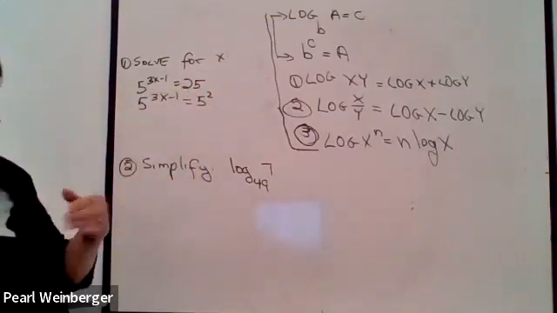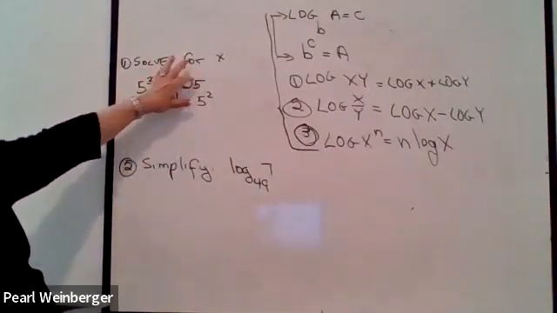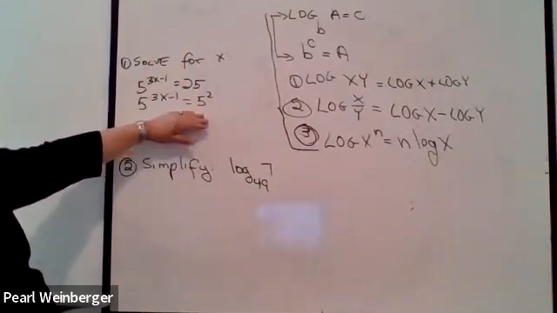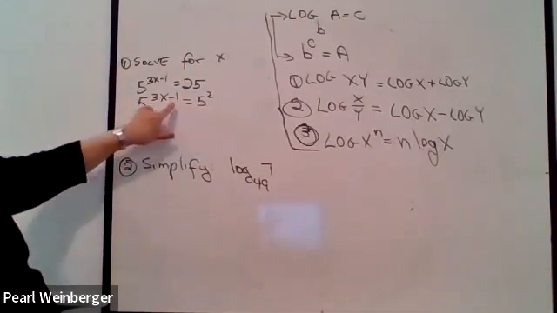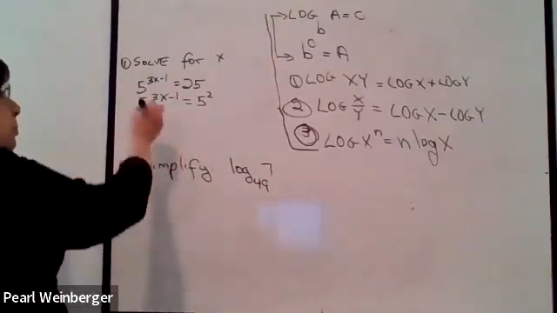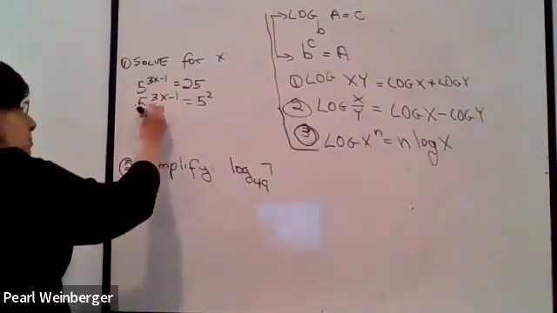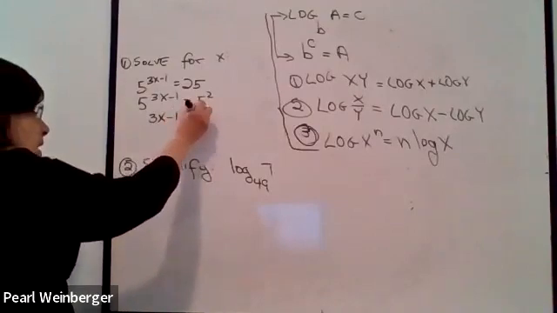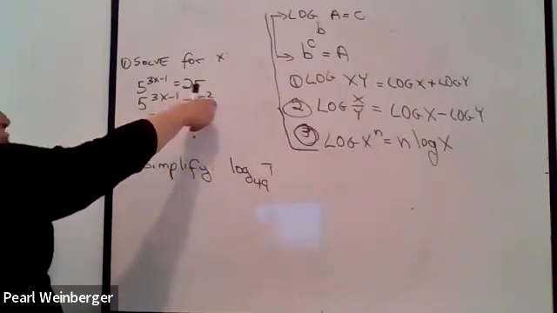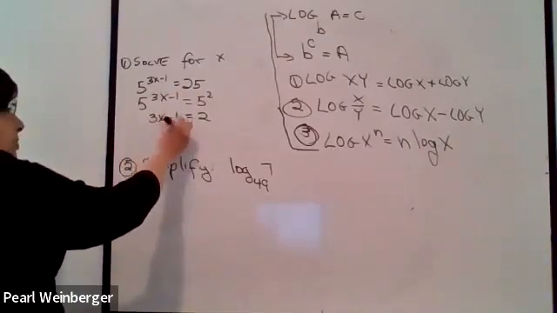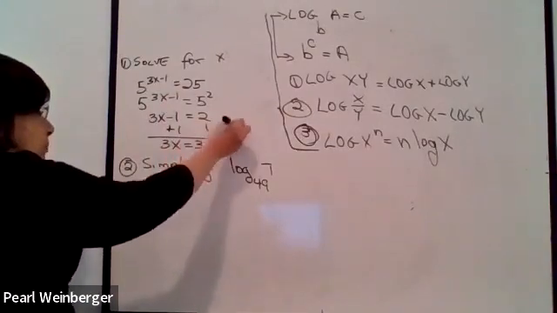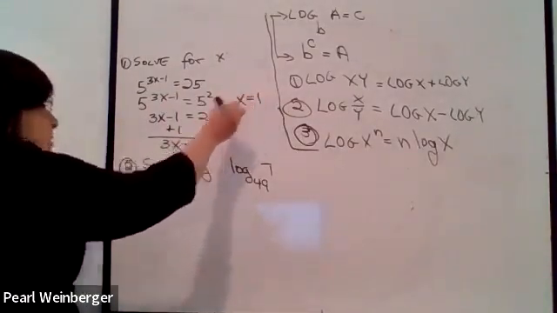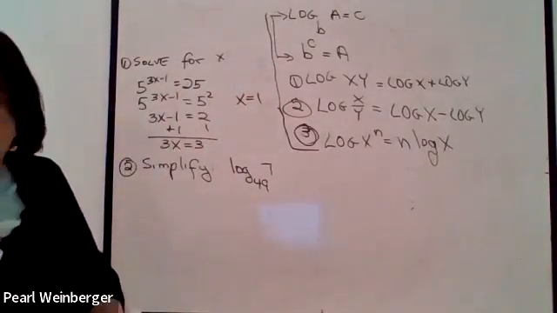We will learn later in the lesson what to do when we can't get this in terms of the same base. But right now we can, so we put these both in terms of base 5. So now we can just look at the exponents. If the bases are the same, they have to be equal. So the 3x minus 1 has to equal the exponent 2. And now this is a relatively simple equation to solve. We get 3x equals 3, which of course gives us x equals 1.